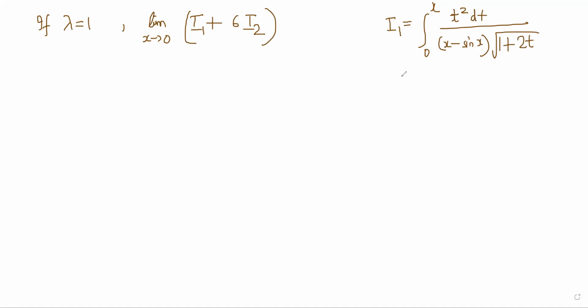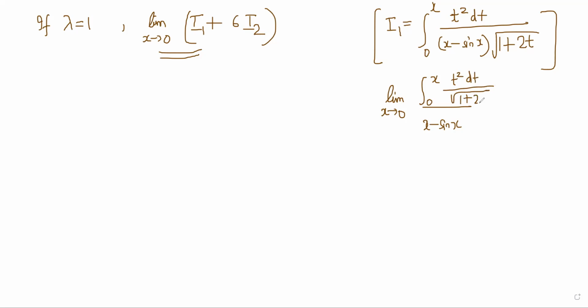And I2 basically, correct. So let's find out what is the limit x tends to 0 here, because anyway we have to find the limit x tends to 0 of I1. So that will be equal to 1 by x minus sine x outside again, and integral 0 to x t square dt by root over 1 plus 2t. So again, it is L'Hopital's rule. So differentiating, we get x square by root over 1 plus 2x, multiplied by 1 over x minus sine x.